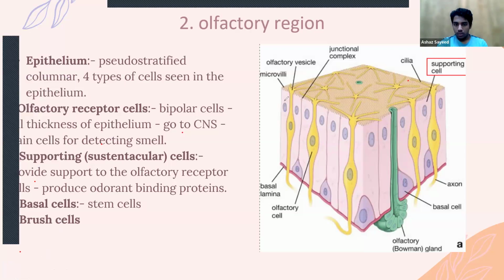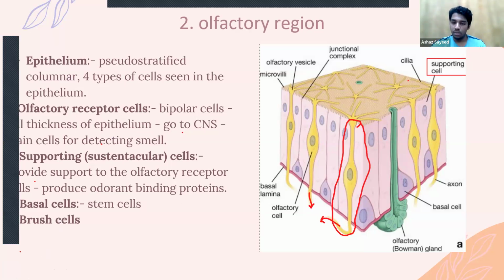So these cells are right here. These are basically bipolar neurons, and they span the thickness of the epithelium. They go to the CNS. You can see this nerve going towards the CNS. Okay, and they are the main cells in detecting smell.